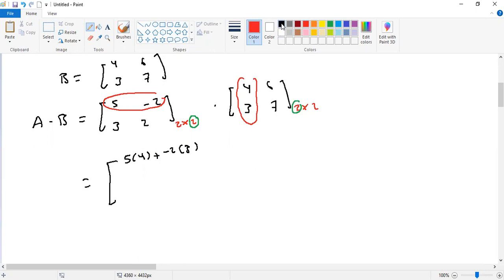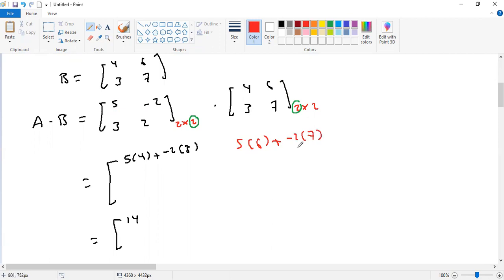So what is the first element? If we multiply it, 20 minus 6 is 14. So the first element of the multiplication is 14. Go over the second one. Again, the first row by the second column: 5 times 6 plus -2 times 7. So this 30 minus 14 will be 16. So this one will be 16.